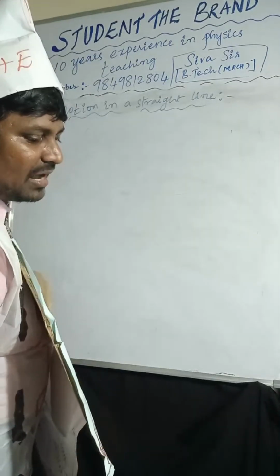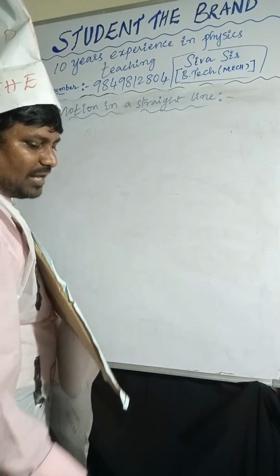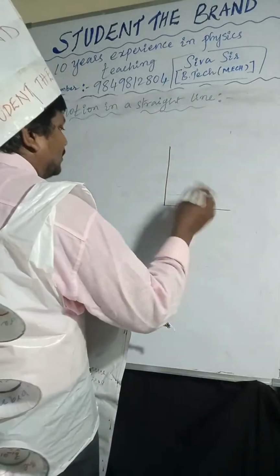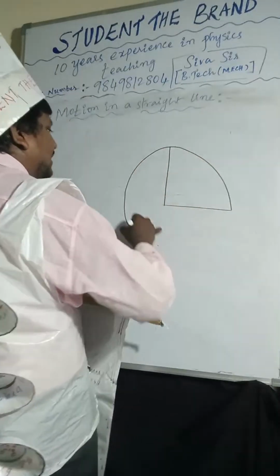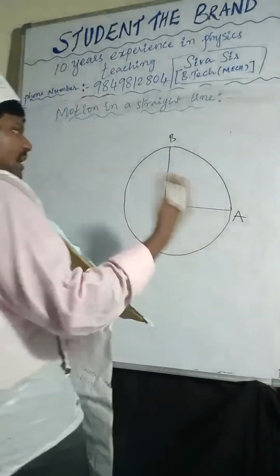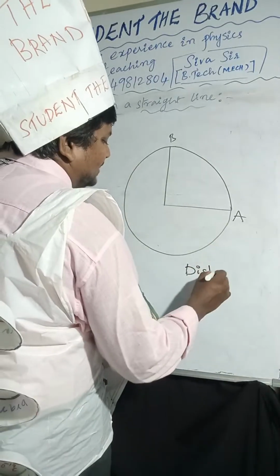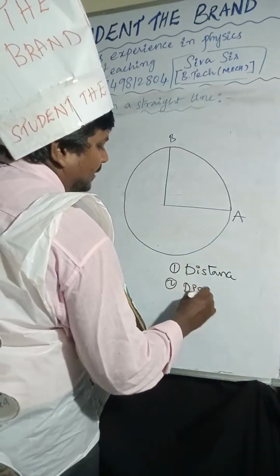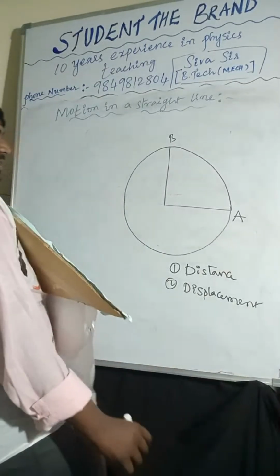Come on, everybody, be alert. One more concept I'll be taking. Suppose the object starts here and moves like this, starting from here and ending here. How can you take distance and displacement? Tell me distance and the second one, displacement.